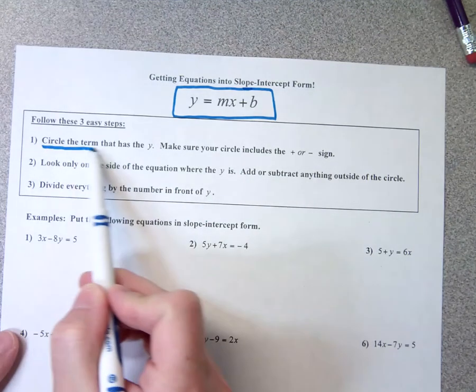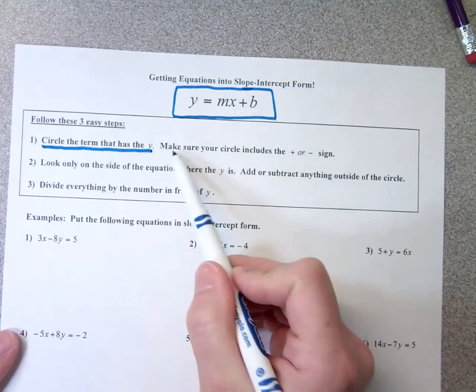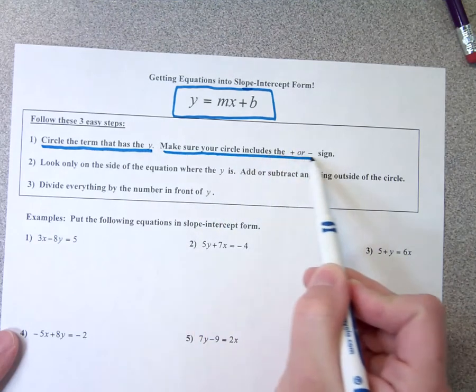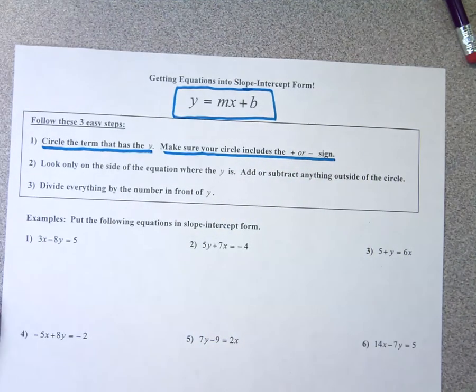First, we're going to circle the term that has the y, and we're going to make sure our circle includes the plus or minus sign. We've kind of already been practicing this. When we solved for x, we circled everything smushed with x. The other day when we were doing the literal equations and we saw the different variables in there, we circled everything smushed with the variable we wanted to solve.